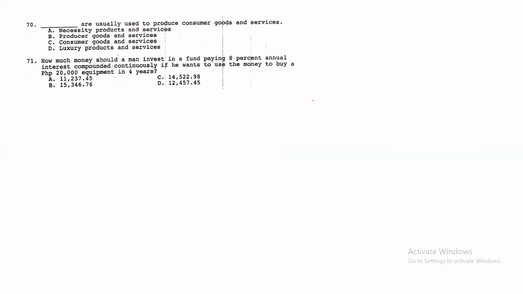Then, next, 70. These are usually used to produce consumer goods and services. Pag-produce, so producer goods and services.